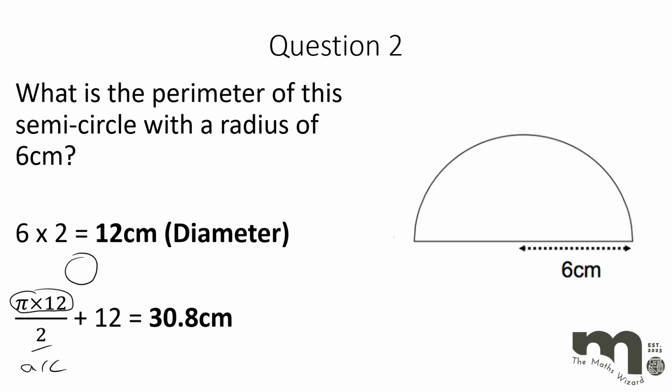So we've got to add this straight edge on here, this 12. Always remember to add your straight edge on if you're being asked to do the perimeter. And that will give us an answer of 30.8 centimeters.